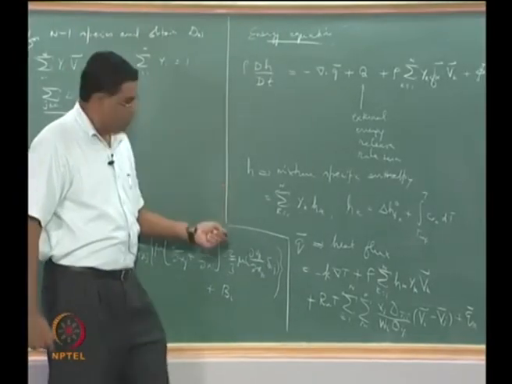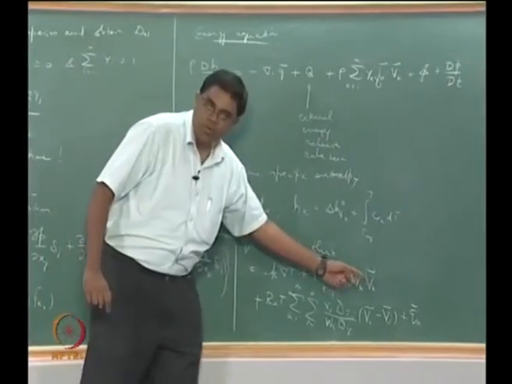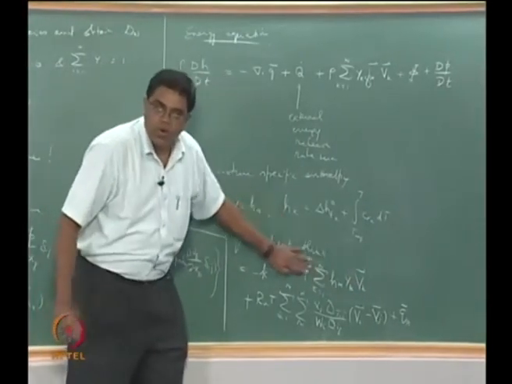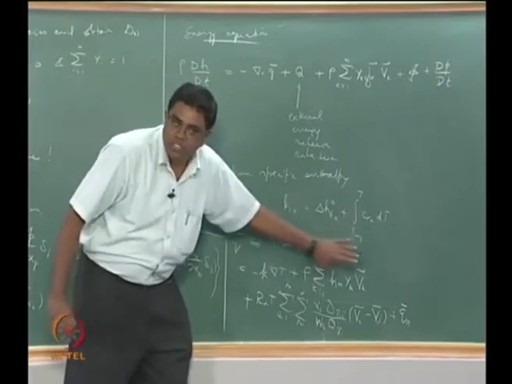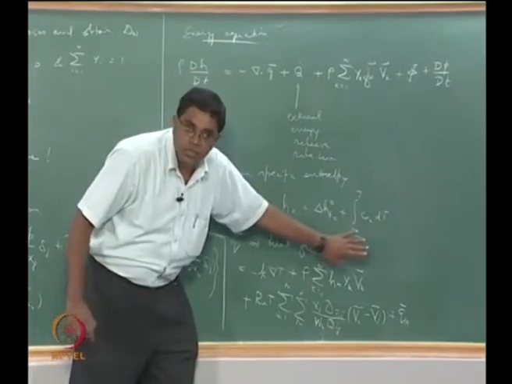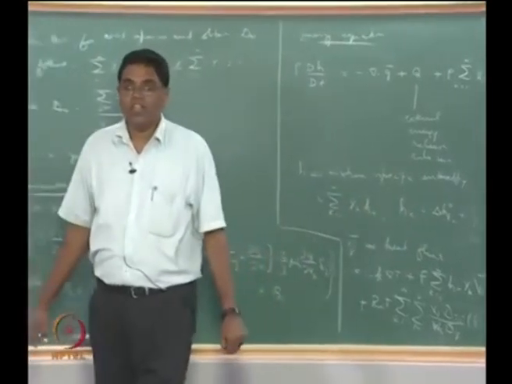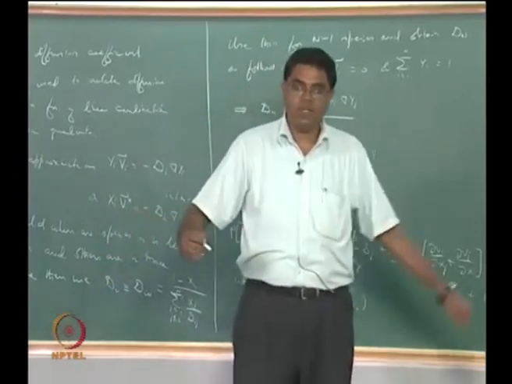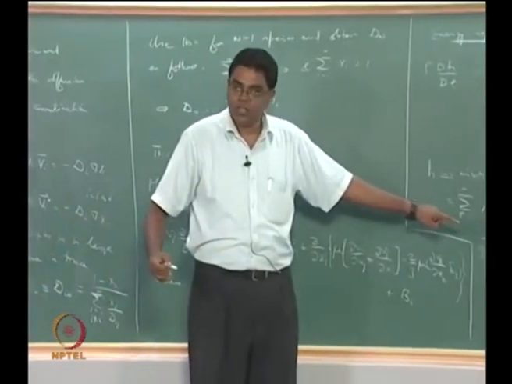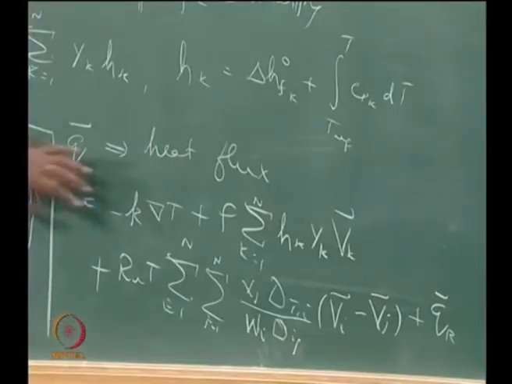Okay, but then you had a capital Vk that prevents you from summing over only yk, hk. Right, yk is weighting the summation. Sorry, Vk is weighting the summation. What is capital Vk? That's the diffusion velocity of species k, right? How did we get this term?